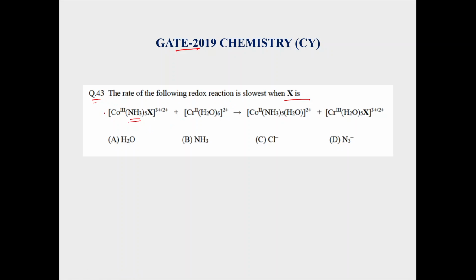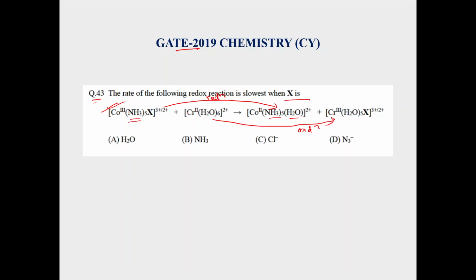So this redox reaction is taking place between these two metals. Now cobalt goes from plus 3 oxidation state to plus 2 oxidation state with 5 coordinated ammonia ligands and one water ligand, and chromium goes from plus 2 oxidation state to chromium plus 3 oxidation state. So here oxidation is taking place, and in this case reduction is taking place.